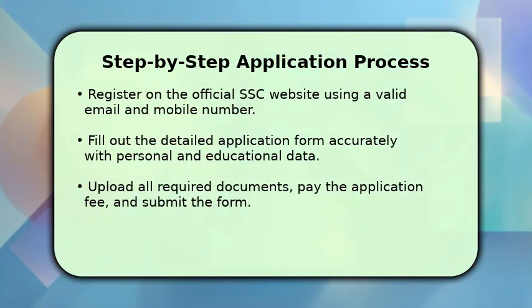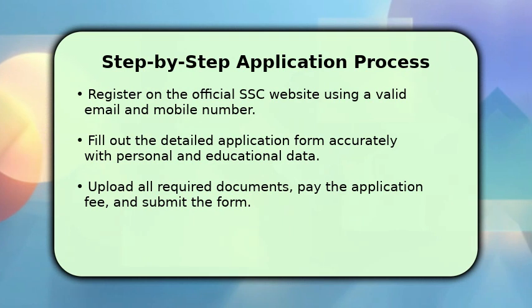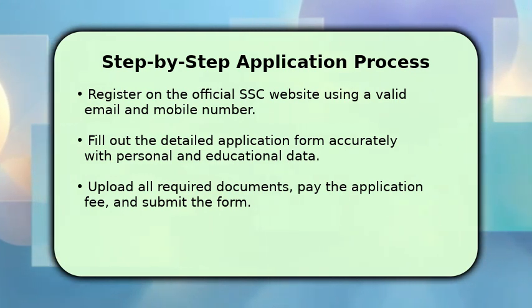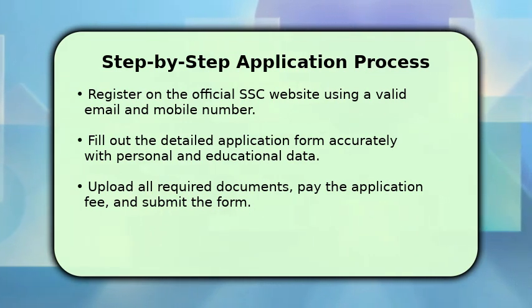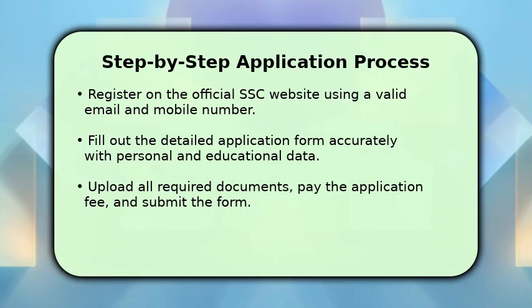The application process begins with one-time registration on the official SSC website. You'll need a valid email address and mobile number for this. After registration, log in and proceed to fill out the detailed application form, providing accurate personal and educational information. Carefully upload your scanned documents, pay the application fee online, which is typically 100 rupees for general candidates, and then submit your form. Remember to print a copy for your records.